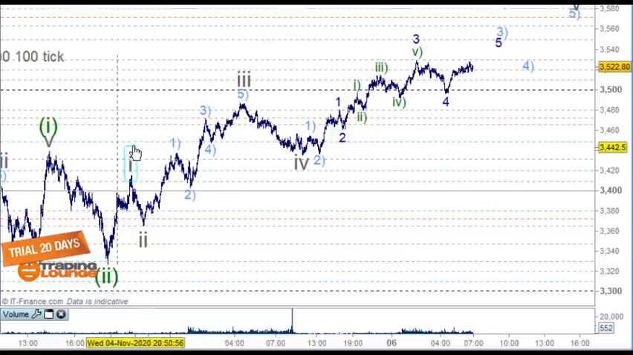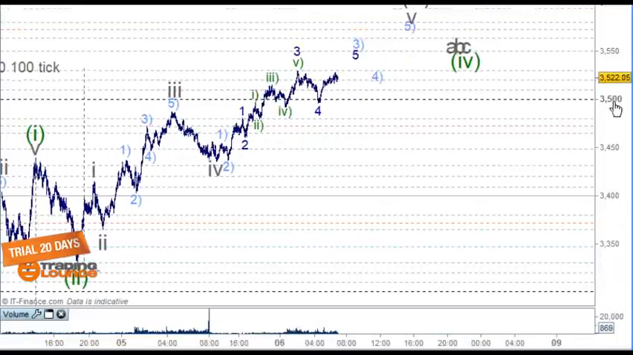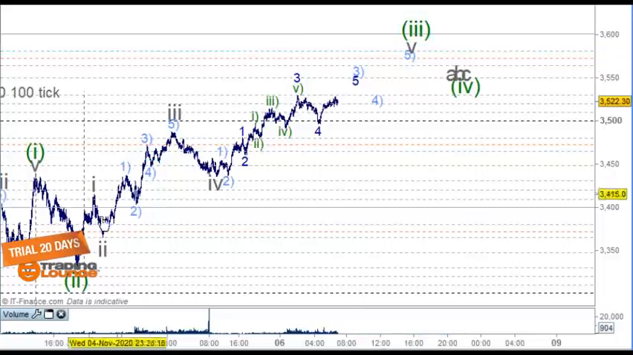So if we have a green wave 1 and a green wave 2 here, then we can look at this little yardstick I've got here, which is the length of wave 1. So putting that here to here, if I count it this way with going into green wave 3 here, I need it to be longer than wave 1 here. So we need to see this up at the 3600 area.